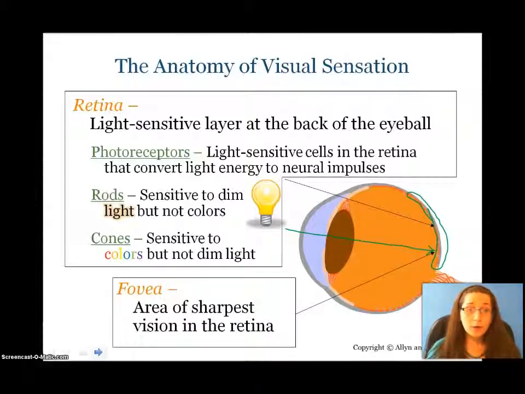There's a very particular part of the retina that we also want to be aware of, and this is the fovea. The fovea is the area of the sharpest vision in the retina, and it's an area that's highly condensed with our photoreceptors, particularly our cones. There's a very high majority of cones in this fovea area, which allows us to get a lot of detail.